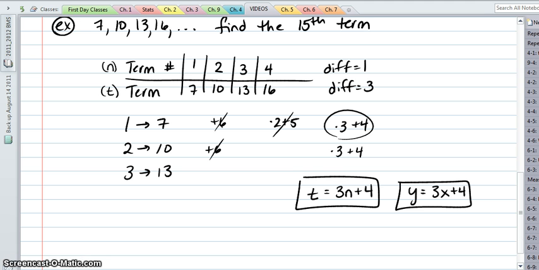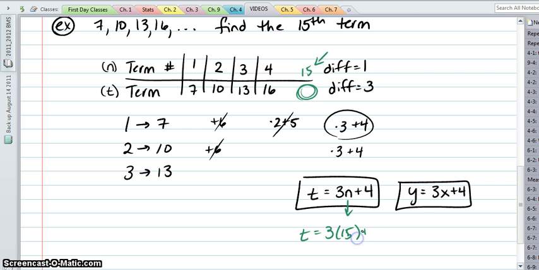So how do you find the 15th term? Go back to whatever variable you're using for term number. Here I was using n, so I am going to go ahead and plug 15 in for n, because again, I want to find the 15th term. And in order to find that 15th term, I am putting 15 in for my term number.